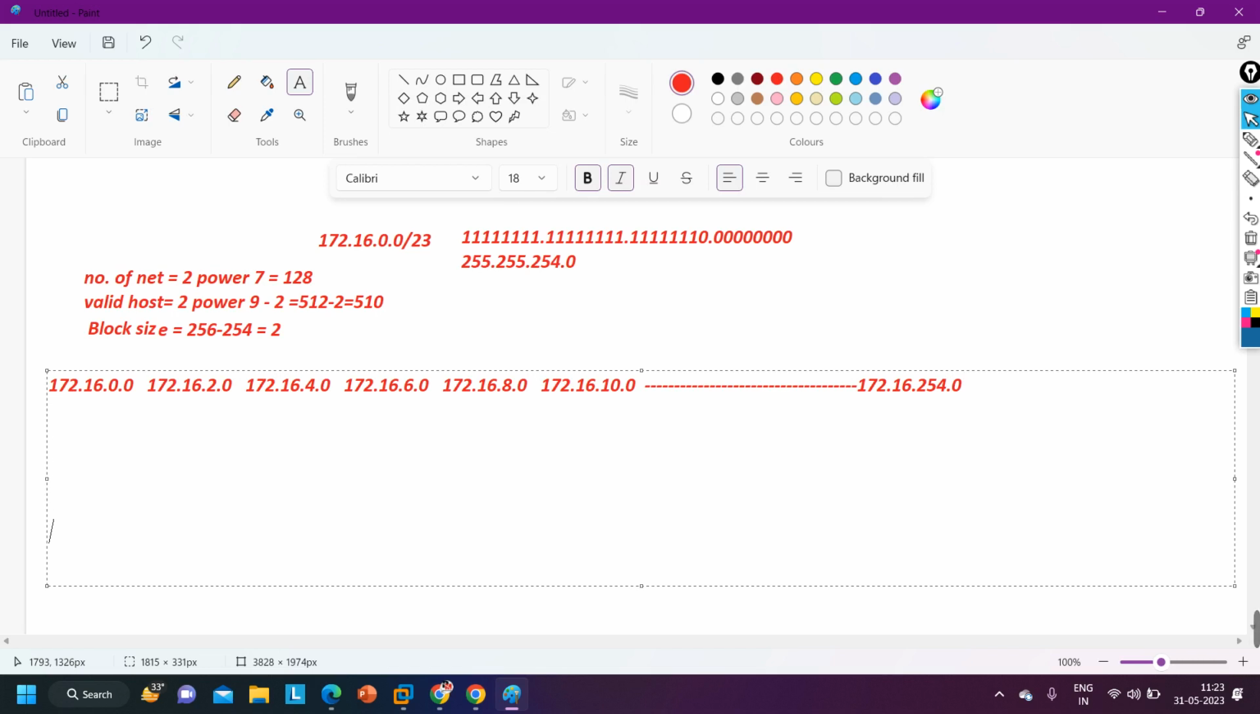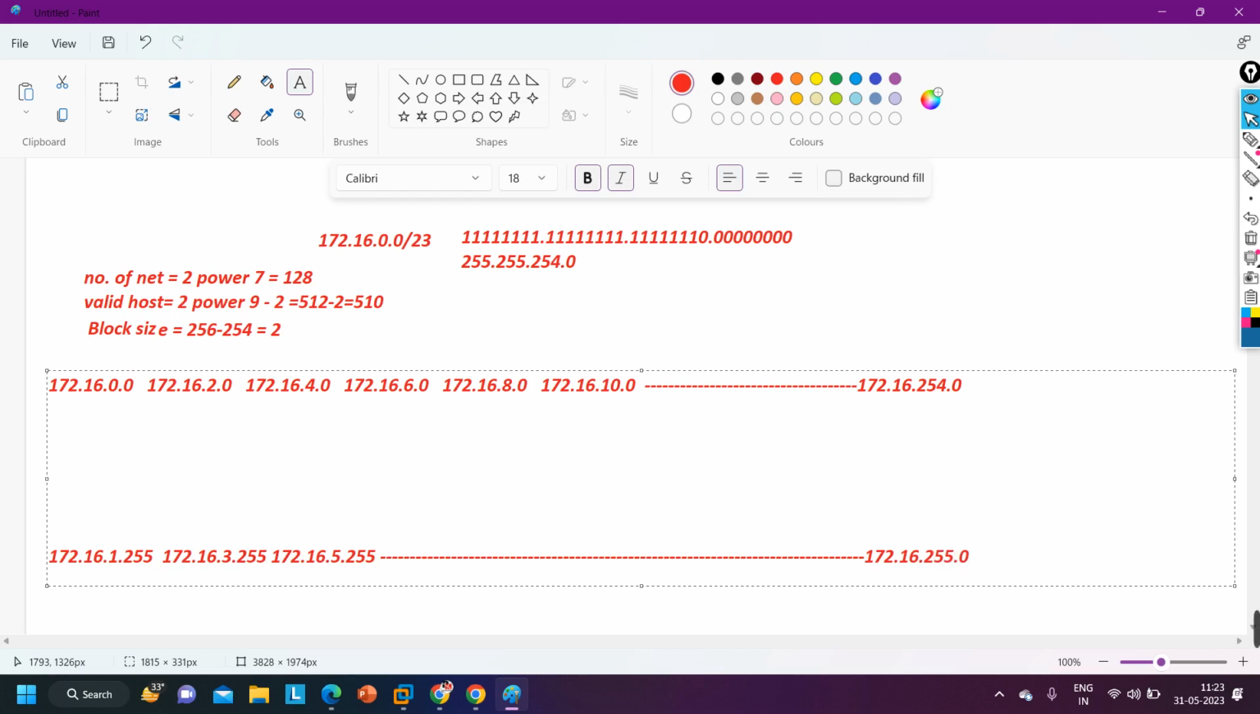Now what will be the broadcast ID of this network? 172.16.1.255. Second network: 172.16.3.255. Third: 172.16.5.255. Like this, the last network will be 172.16.255.255.